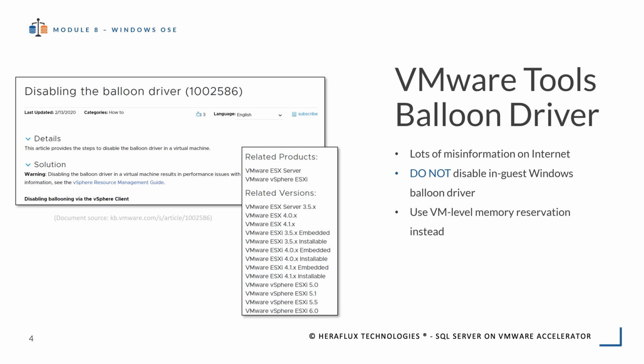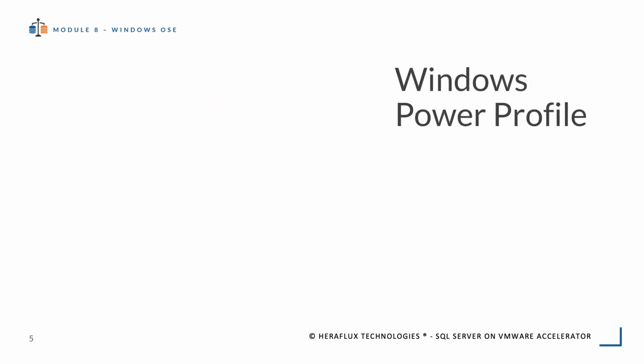So instead, use VM-level memory reservations. This will ensure that these virtual machines are never the target for memory reclamation if the host is ever under memory pressure. Next is the Windows power profile.